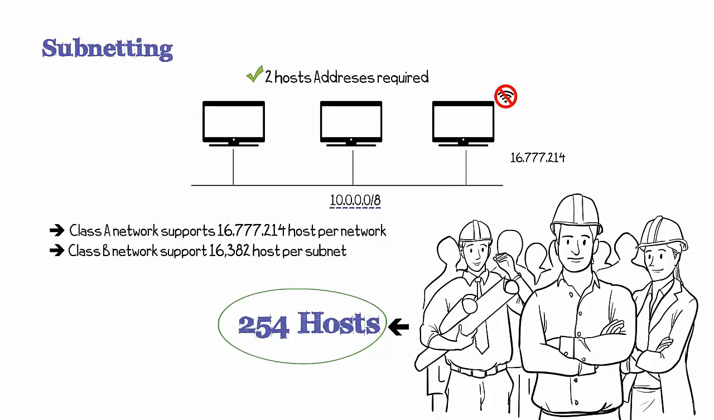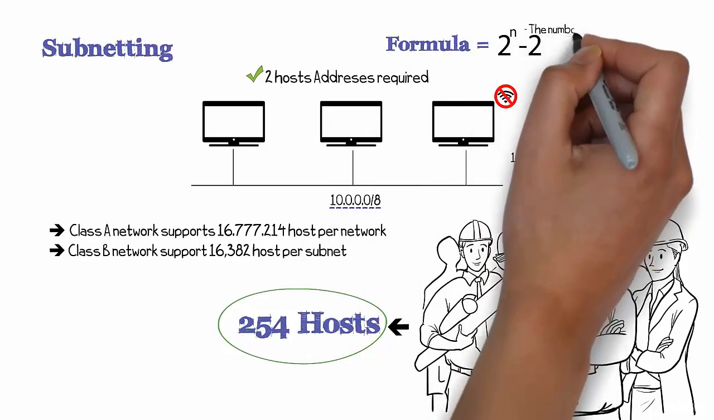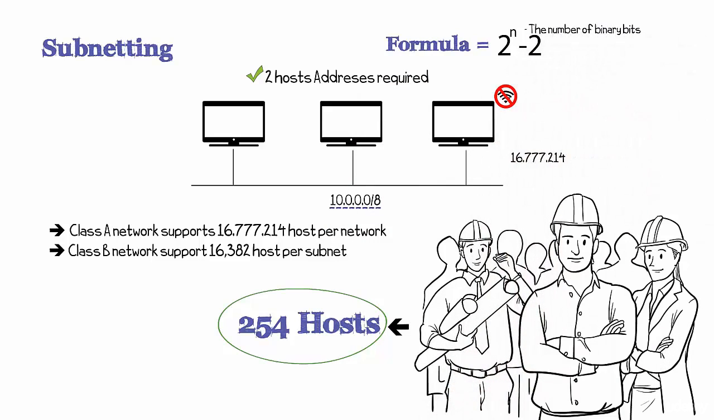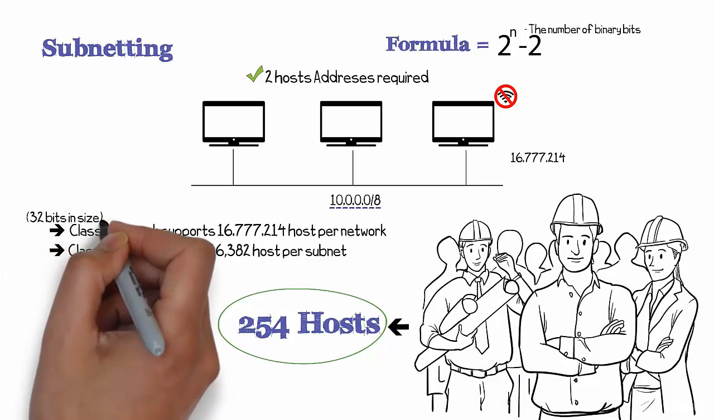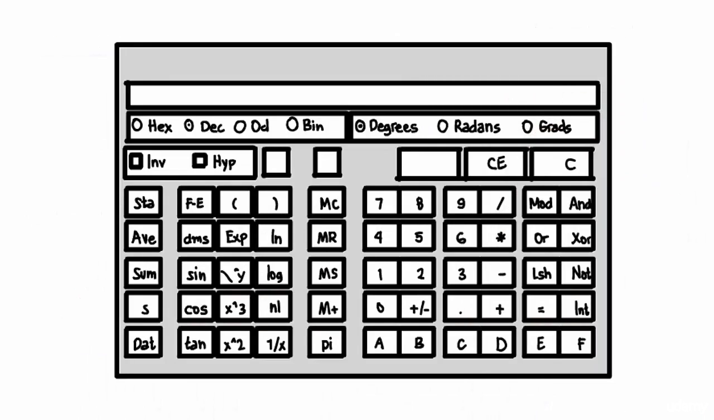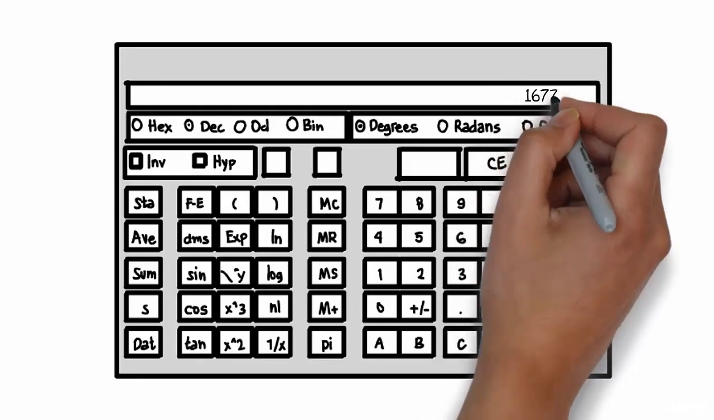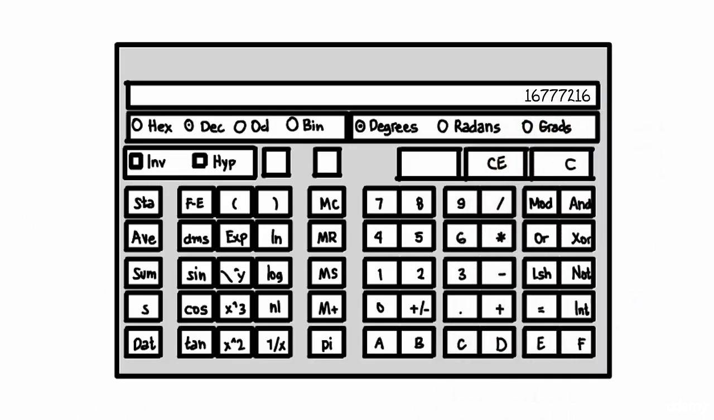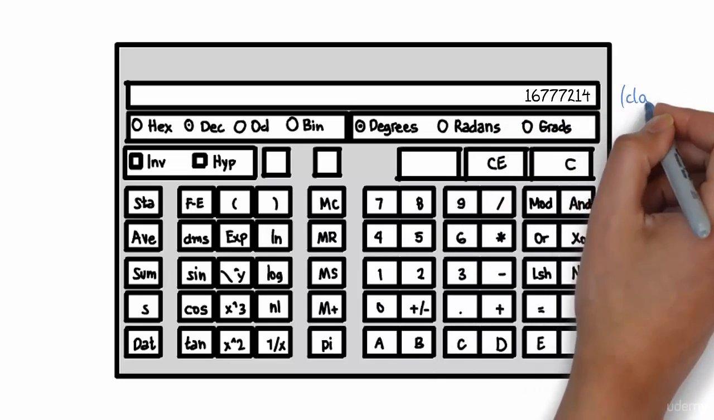The formula to work out how many hosts are supported on a subnet is 2 to the n minus 2, where n is the number of binary bits in the host portion. So as an example, a Class A address is 32 bits in size, where 8 bits is the network portion, and 24 bits is the host portion. So 2 to the power of 24 equals 16 million odd addresses. You subtract 2, one for the network and one for the broadcast. So 16,777,214 hosts would be supported in theory on a Class A network.